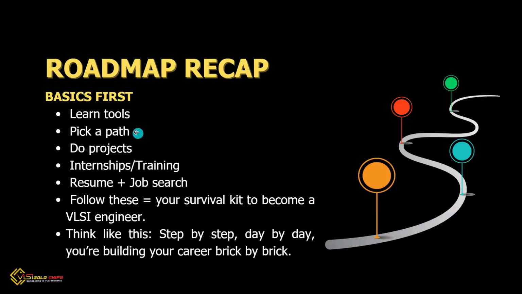Let's do a quick recap. In this video, we learned the top 6 steps to become a VLSI engineer. Step 1. Build your basics. Step 2. Learn tools. Step 3. Choose your path. Step 4. Do some projects. Step 5. Internships. And final one, step 6. Resume and jobs. Every step is like a brick. Stack them one by one, and soon you will have a solid career in VLSI.